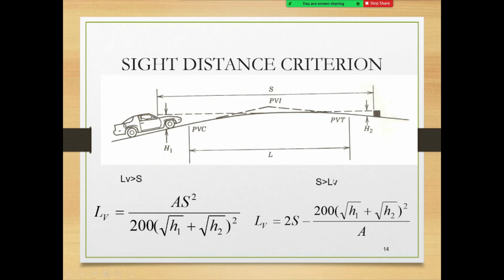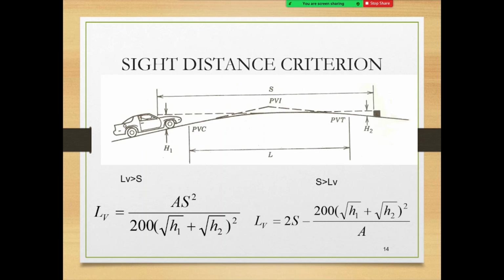Here, there are two equations. Okay, if L is greater than sight distance, here S is greater than sight distance. How do you know, at the beginning of the calculation, whether sight distance is greater than the curve length, or whether the sight distance is lesser than the curve length? Here, how do you know? We don't know. First we assume.